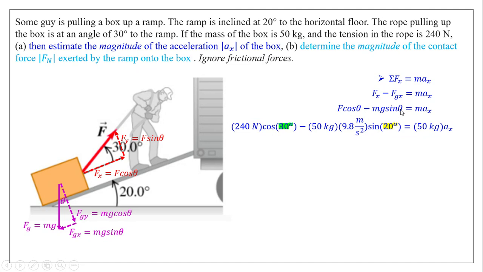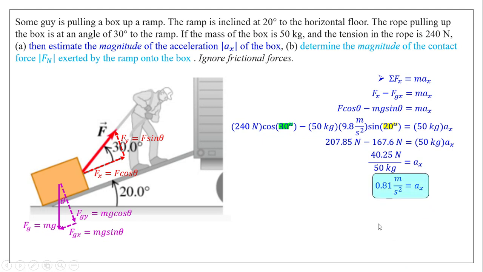Sine of what theta? What's the theta? Theta is 20 degrees because F of Gx is referencing this angle of the ramp, which is 20 degrees in the diagram. And our mass here is 50 kilograms on the right. Simplifying the left hand side will give us about 207.85 minus 167.6, which is equal to 50 ax. We take the difference on the left side and at the same time divide both sides by 50 in order to solve for ax. We should get 40.25 newtons divided by 50 kilograms, and our ax is going to come out to be about 0.81 meters per second squared.